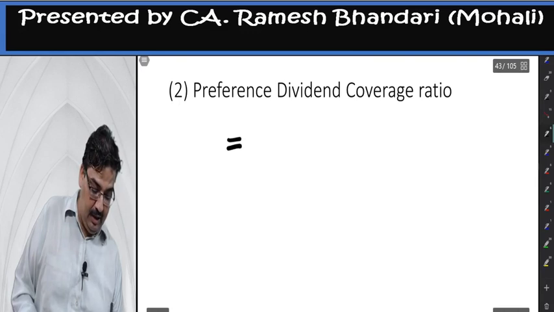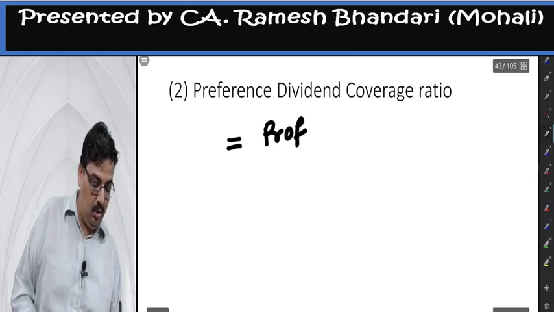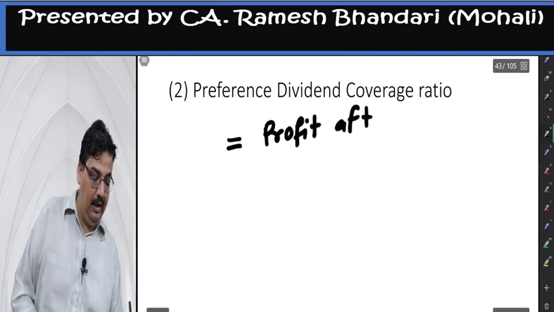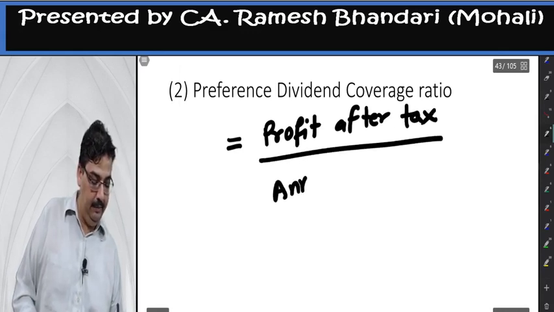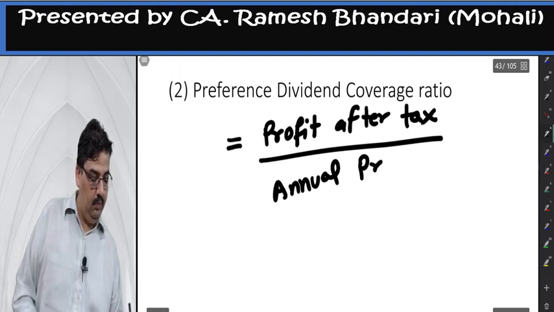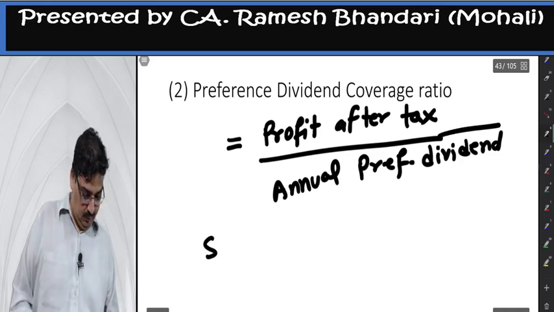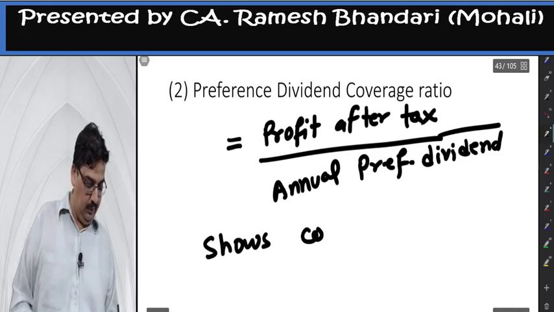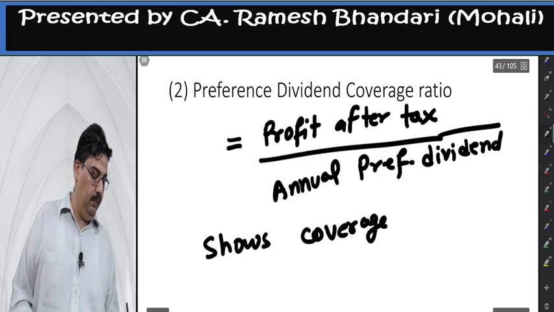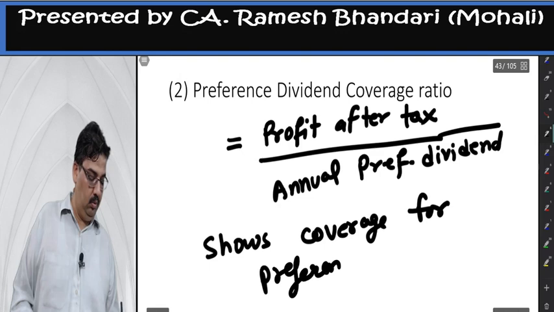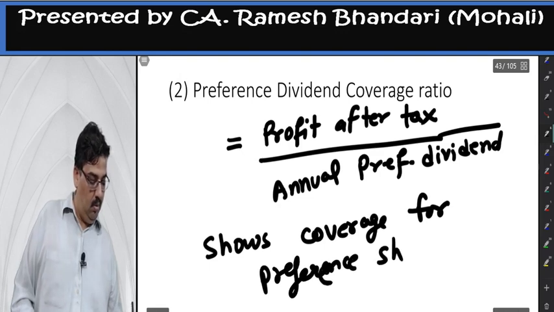Similarly, preference dividend ratio. Profit after tax divided by annual preference dividend shows coverage for preference shareholders.